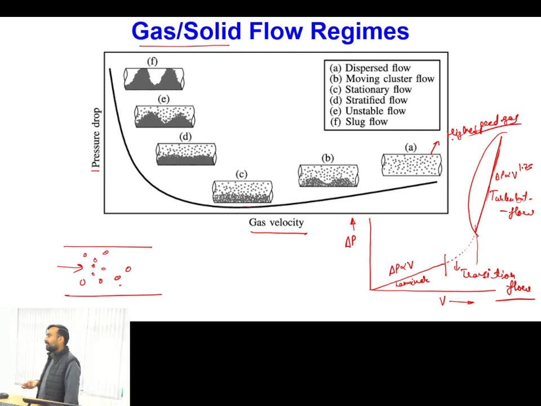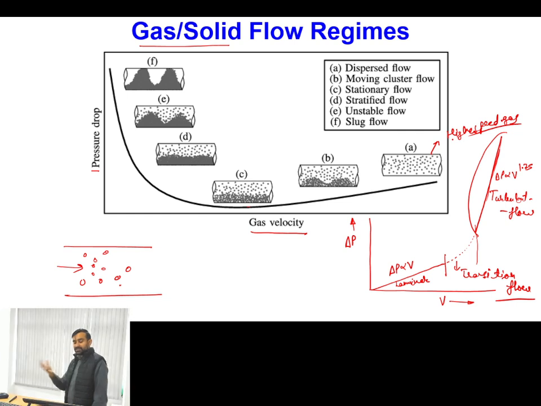Once you have high velocity gas, the interaction force of the gas on the particles is such that all the particles remain suspended in the gas. Moreover, if the flow rate of gas is very high and the solid mass flow rate is less, then particles will also be sparsely placed in the pipeline. They will not be close to each other. So this type of flow is called dispersed flow, and here the behavior of the pressure drop is almost like our turbulent flow characteristics.